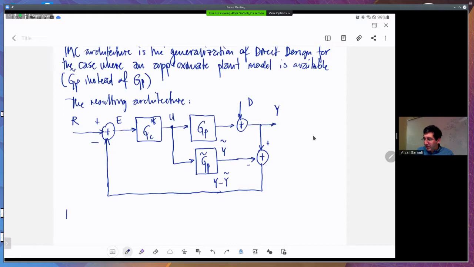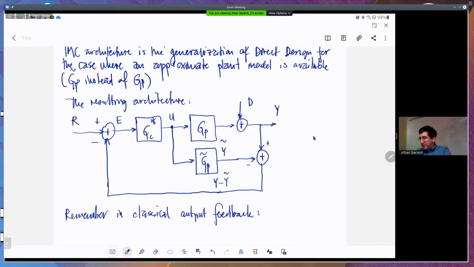Now remember what we have. Remember in classical output feedback, how do we derive the overall transfer function?